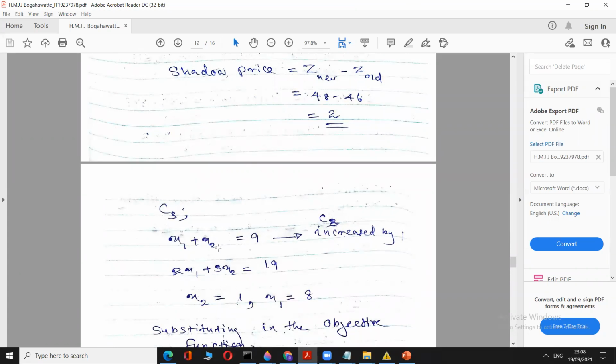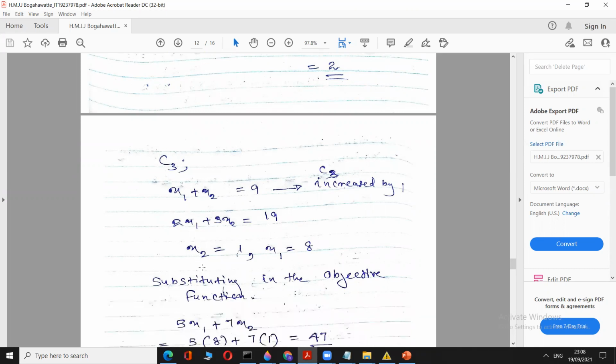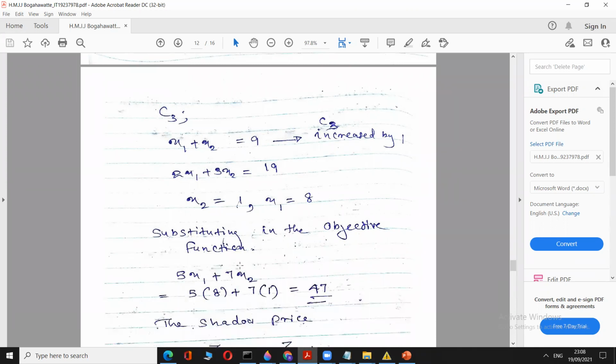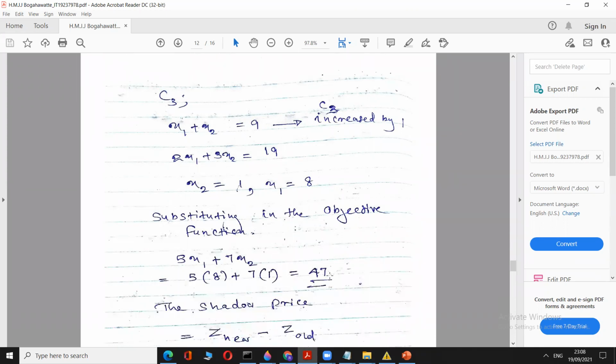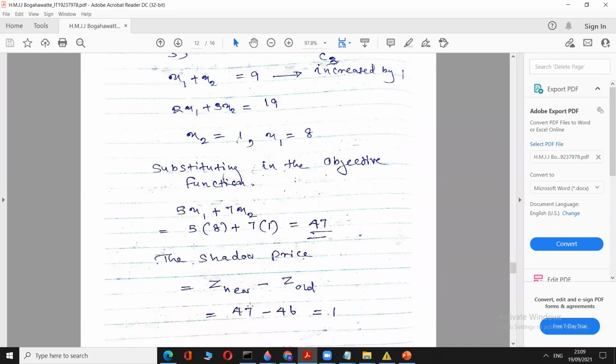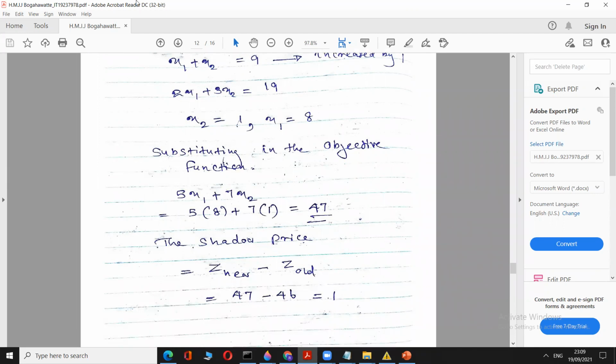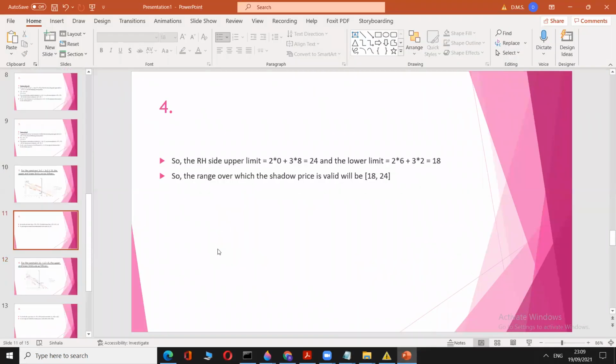Now this is the normal way several websites have explained, by increasing the value, but we can also do it by decreasing. So you get the answers x2 equals 1 and x1 equals 8. Then you get the new maximization value as 47. So the shadow price is z new minus z old, which equals 1. Okay, then this will be the problem.